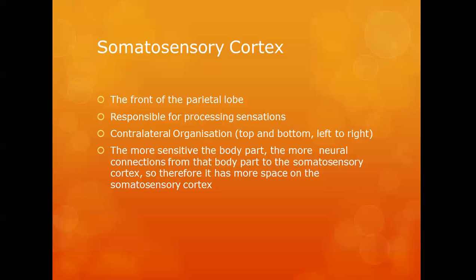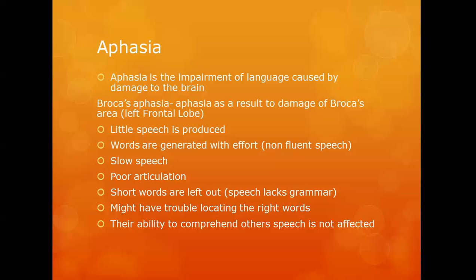Just note that the motor cortex sends information, and the somatosensory cortex receives information. That's why I keep emphasising those words, send and receives. Okay, you also learnt about two different types of aphasia. You know that aphasia means impairment of language caused by brain damage. That was on the exam one year, knowing that definition.